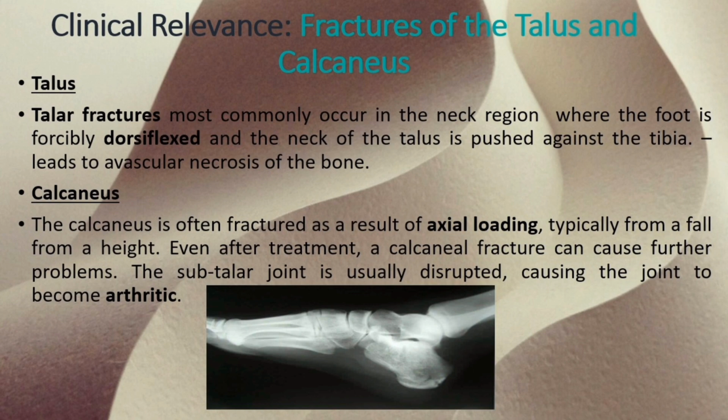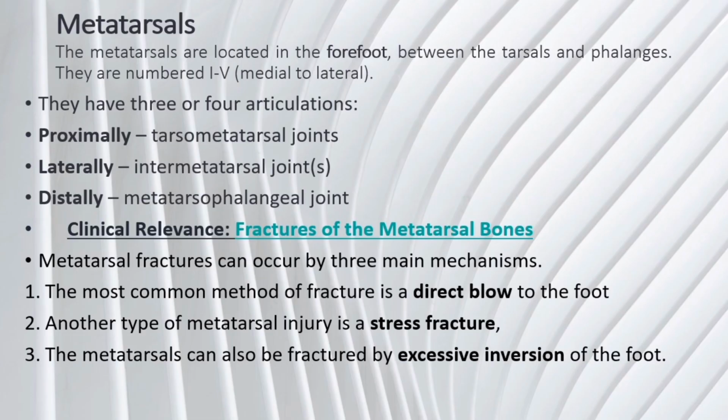Fractures of the talar body usually occur from jumping from a height. Calcaneus. The calcaneus is often fractured as a result of axial loading, typically from a fall from a height. These patients should be assessed for associated injuries such as fractures of the lumbar spine or lower limb. The bone can break into several pieces, a comminuted fracture. On X-ray, the calcaneus will appear shorter and wider. Even after treatment, a calcaneal fracture can cause further problems. The subtalar joint is usually disrupted, causing the joint to become arthritic. The patient can experience pain upon inversion and eversion, which can make walking on uneven ground particularly painful. The calcaneocuboid joint can also be affected.